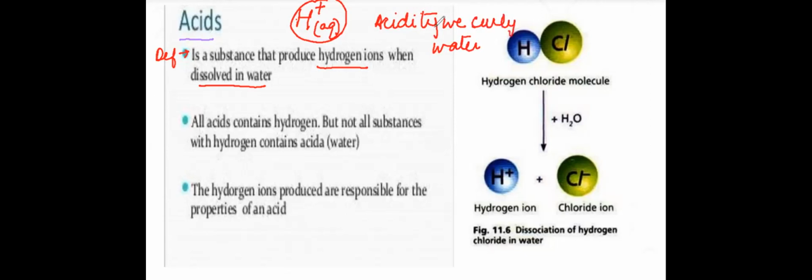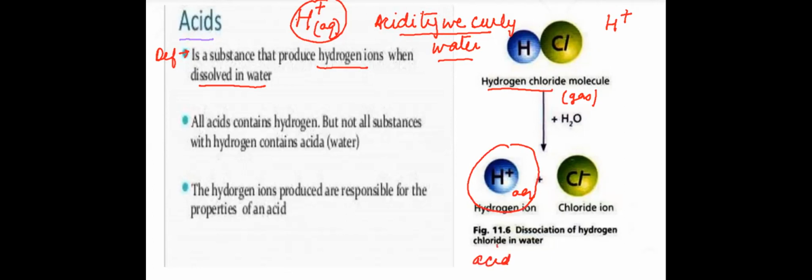So that is a mandatory fact: if you have H positive ions, but they are not dissolved in water, if they are in solid form, or if they are bonded with some other chemical, like hydrogen chloride gas, it's a molecule. Until and unless this hydrogen chloride gas is dissolved in water and you have hydrogen ion in an aqueous solution, only then is this chemical going to act as an acid.